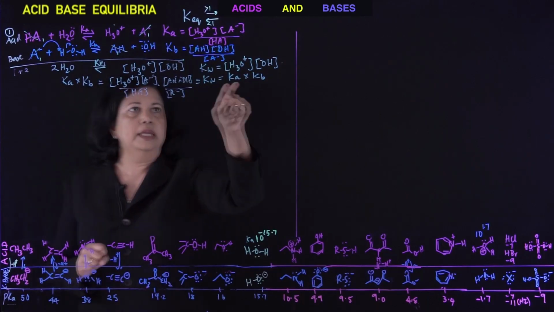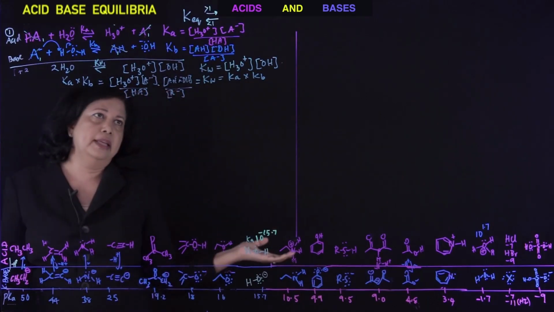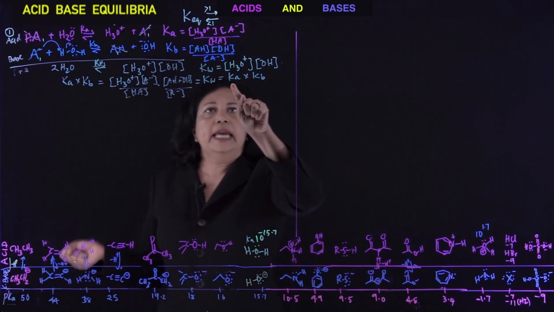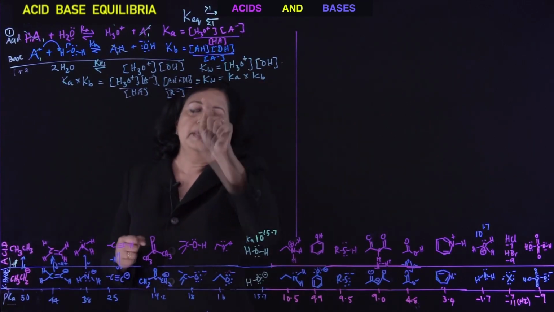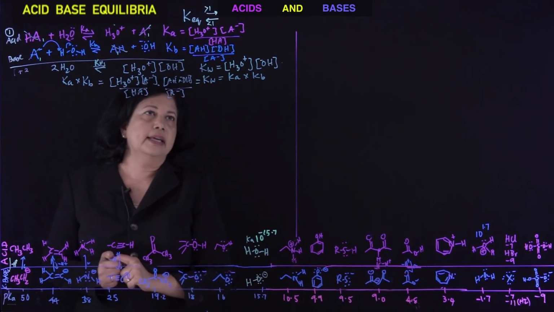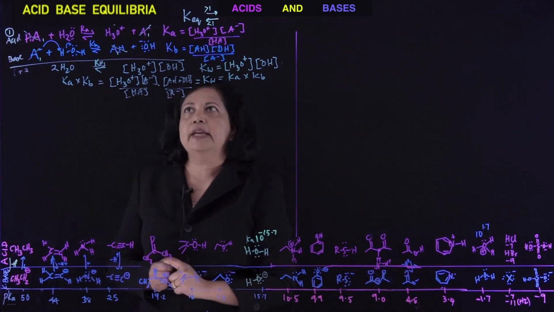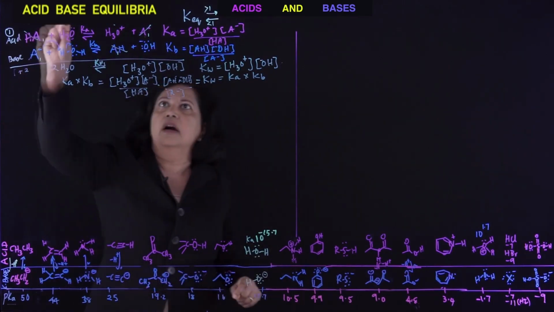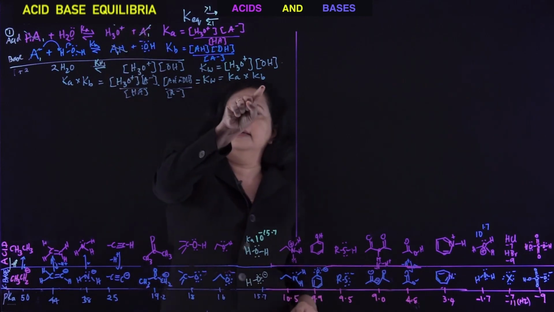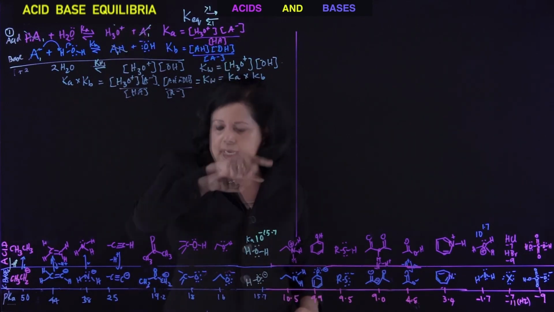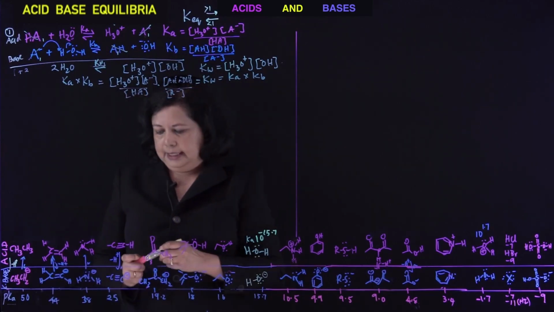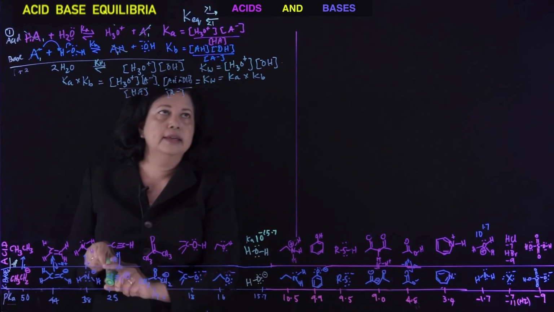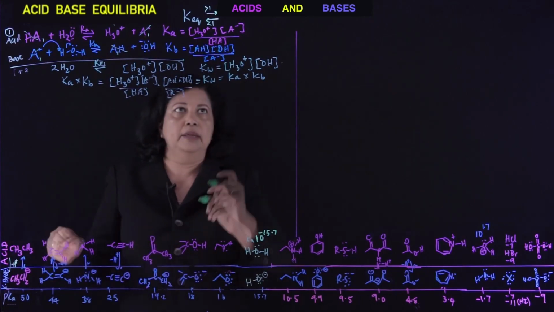Ka times Kb is Kw. What does that mean? What are the implications? That means if the Ka is high, Kb will be low because it's going to be 10 to the minus 14. So whenever you have a strong acid, the conjugate base would be weak. Ka goes up, Kb has to come down because they are both linked through a constant. This is really, really important.